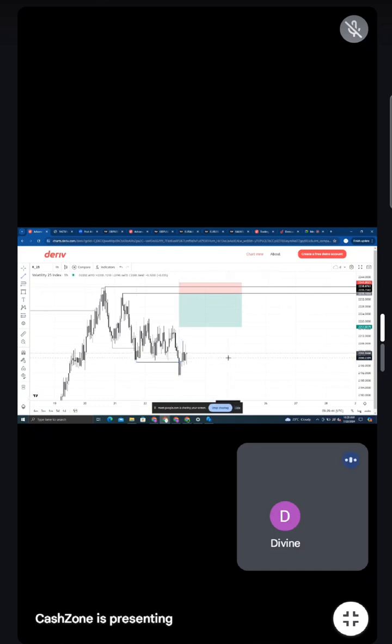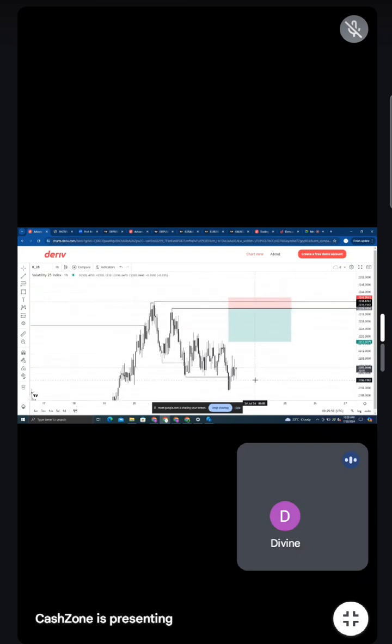So look, your break of structure must be with a body, but the liquidity sweep must not. It's not a must that it will be with a body. Your break of structure must be with a body, but the liquidity sweep is not a must.